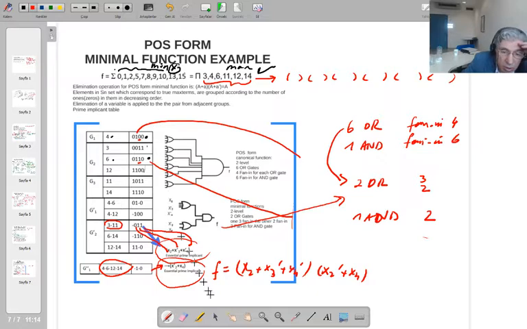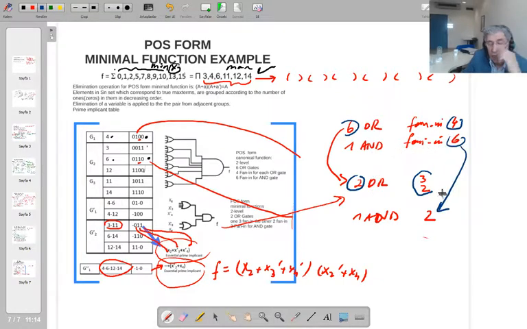So the comparison is like that. The number of OR gates became 2, the fan-in of 4 became 2 and 3, and the AND gate fan-in became just 2. So it's a drastic change. That's why we are finding the minimal function. This is the minimal function, found by using the Quine-McCluskey method. So that's the end of this video then.